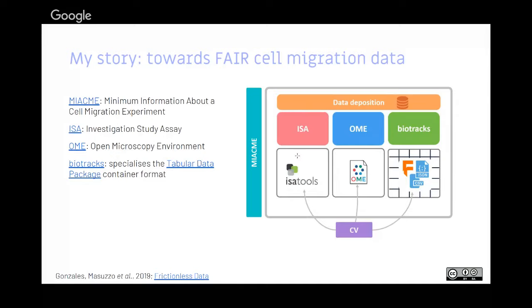To be honest, we already reused whatever was in the community. So we used the Investigation Study Assay from the ISA for the experimental setup, the Open Microscopy Environment for the microscopy, for the images, and then we just extended the Tabular Data Package container format which was developed by the Open Knowledge Foundation. So basically what Biotracks does, if you have your data as an output of your experiment, instead of having it in all those different file formats that I've shown you before, you have a package that converts everything into a CSV, which everybody can read, and a JSON file, which is also standardized. All of this needs to be mapped through controlled vocabularies. I will give you an example in a second.